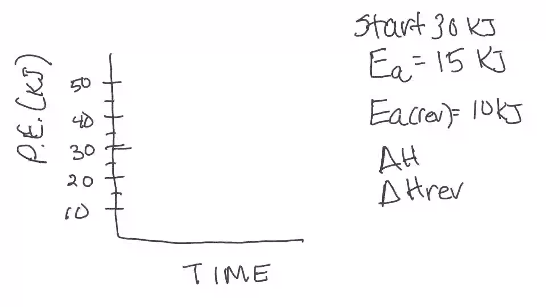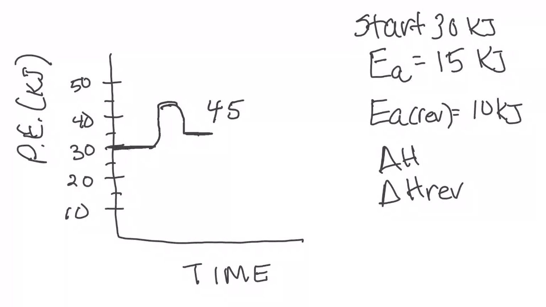So here I start with the potential energy of 30. It tells me I have an activation energy of 15, so I have to go up 15. 30 plus 15 is 45. And then it doesn't tell me the delta H. Okay, it doesn't tell me the delta H in reverse, but it does tell me the activation energy in reverse. So that tells me the distance from the very top to the end. So the top to the end is 10. Well, if I went up to 45, the end must be minus 10, must be down to 35. So I stop at 35, and here's my ending.